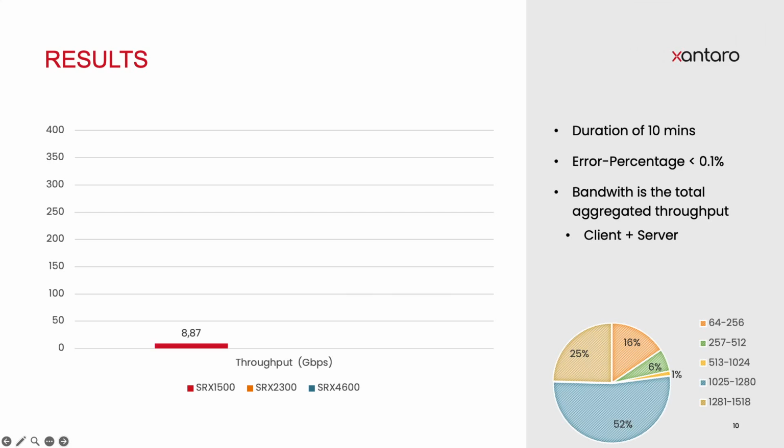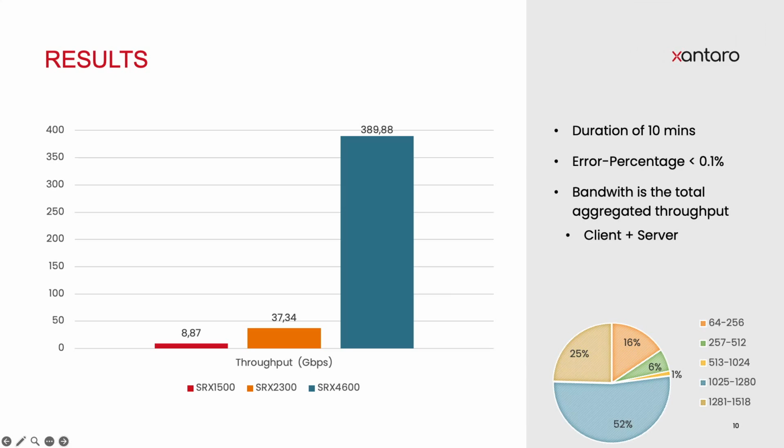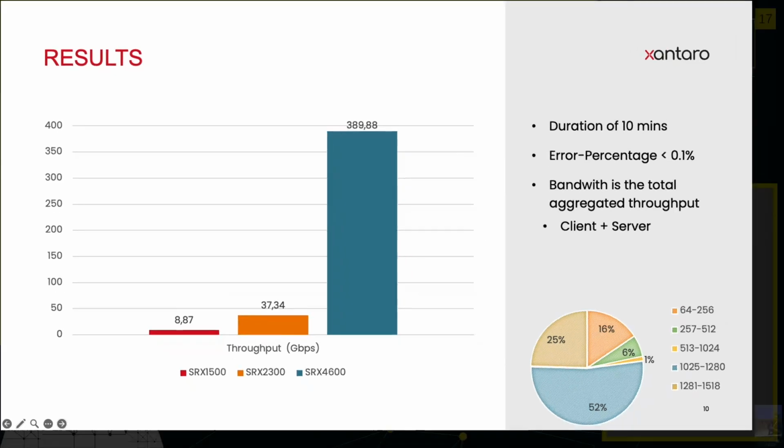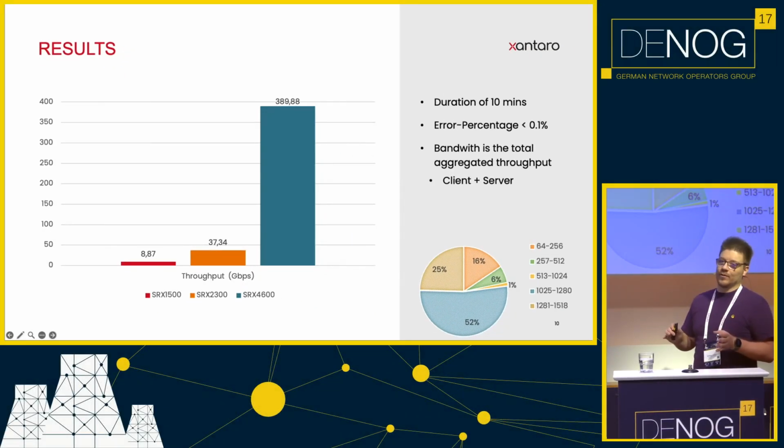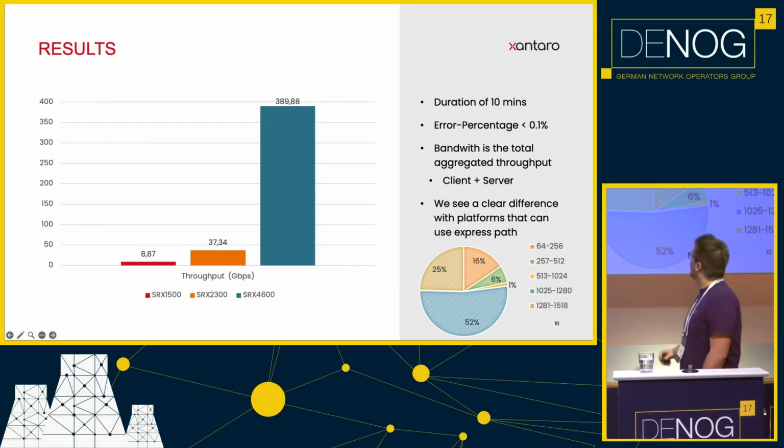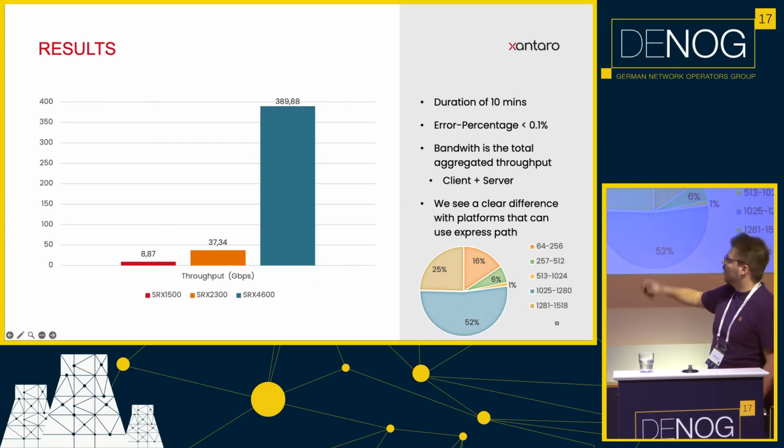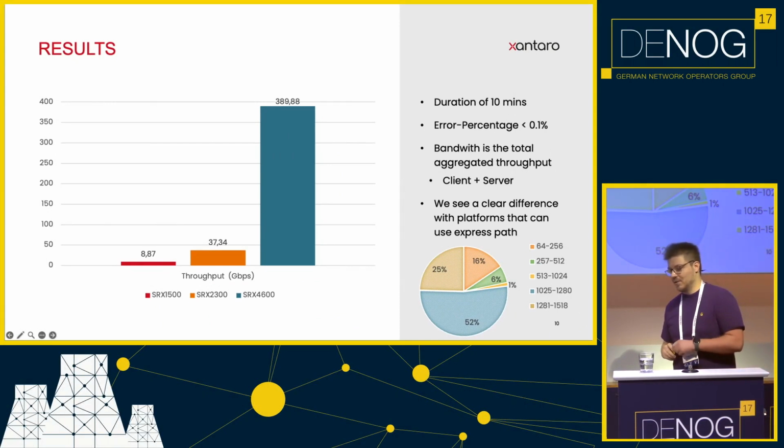So the SRX1500 was able to produce about 8.88 gigabits. The SRX2300 was able to do a bit more than 37 gigabits. And then we have the outlier, the SRX4600, which actually has a PFE in it that the handling can be offloaded to, which is able to do 389 gigabits. Yeah, if you use an iMix, subtract about 10% of those results. Okay, yeah, as I said, Express Path on the SRX4600 is a huge benefit.